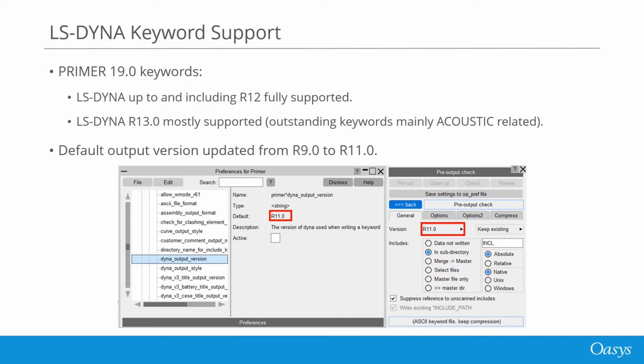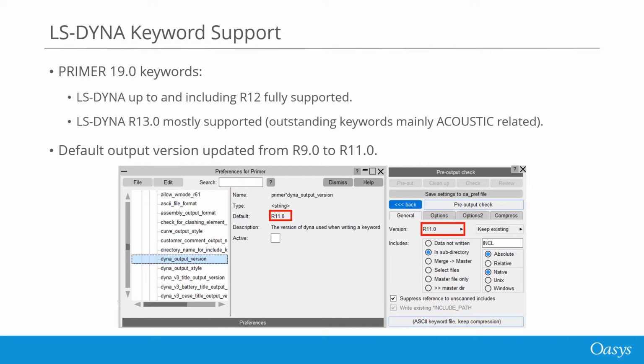In Primer 19, the vast majority of LS-DYNA version R12 and R13 keywords in volumes 1, 2, and 3 of the keyword manuals is fully supported. One exception to this is that a few R13 acoustic-related cards are not yet supported, but will be in future versions of Primer.